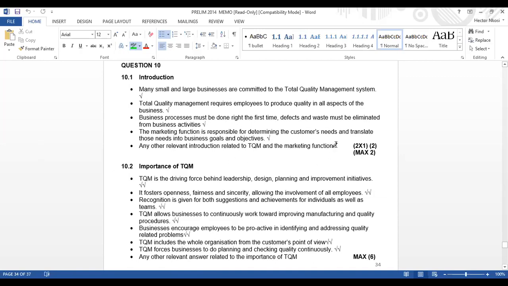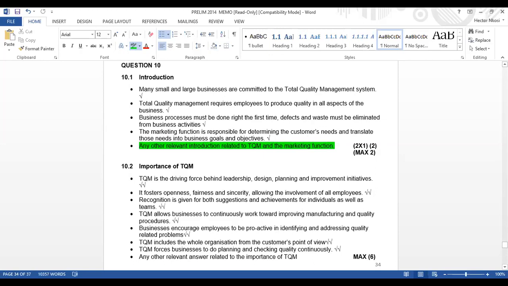So this statement is very important. Why? Because the examiner is telling you that any other relevant introduction related to TQM and marketing function, it is relevant. Meaning that grade 12s, you don't have to know word by word. You can write anything, grade 12s, that relates to TQM. And you must give 2 valid points so that you can get your full 2 marks under introduction, boys and girls. Right, we are done with the introduction. You've scored your 2 marks.